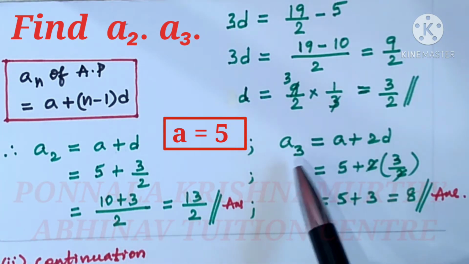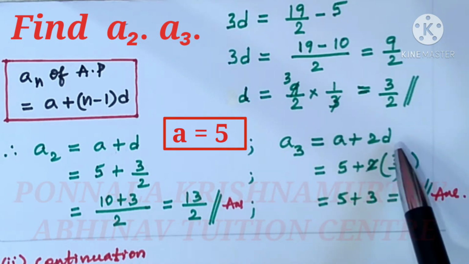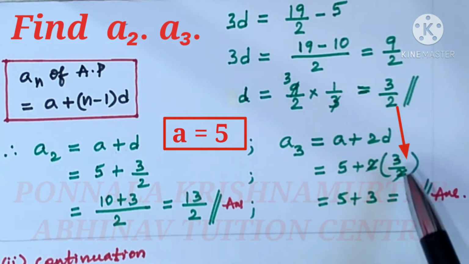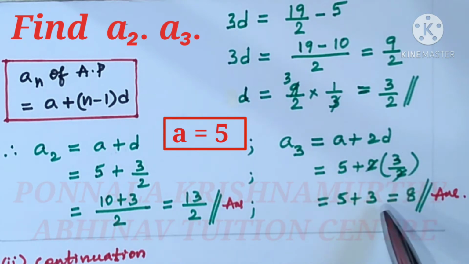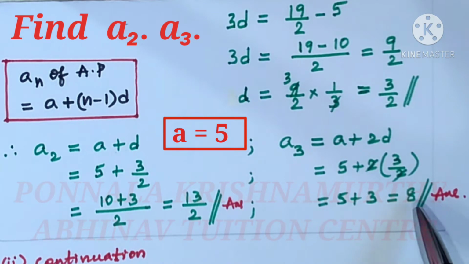Similarly, a3 is equal to a plus 3 minus 1 into d, that is 2d. 5 plus 2 into d, which is 3 by 2. 2 and 2 are cancelled, so 5 plus 3 is equal to 8. Therefore a3 is equal to 8, answer.